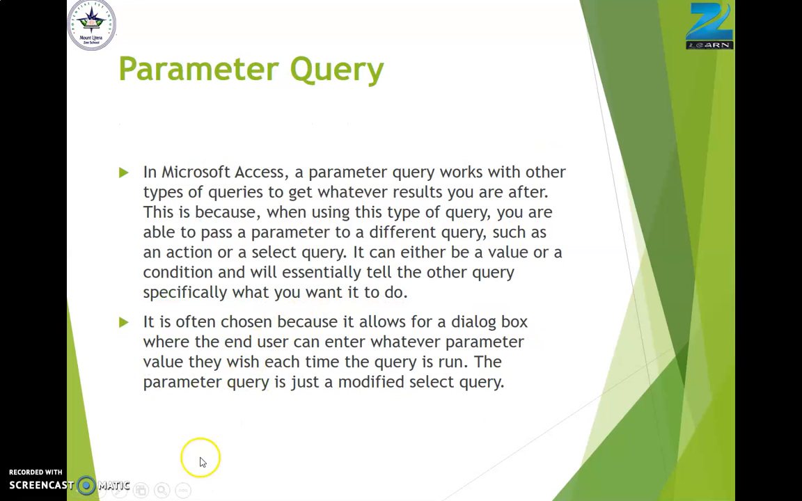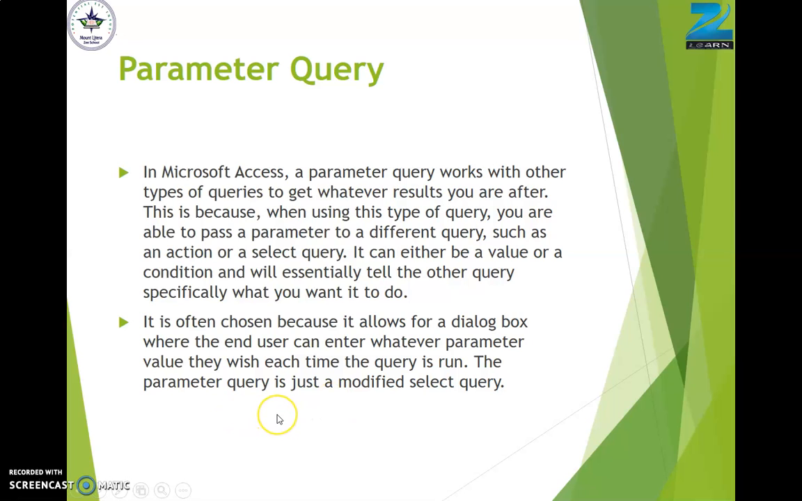Okay, parameter query. In Microsoft Access, a parameter query works with other types of queries to get whatever results you are after. This is because when using this type of query, you are able to pass a parameter to a different query, such as an action or a select query. It can either be a value or a condition and will essentially tell the other query specifically what you want it to do. It is often chosen because it allows for a dialog box where the end user can enter whatever parameter value they wish each time the query is run.